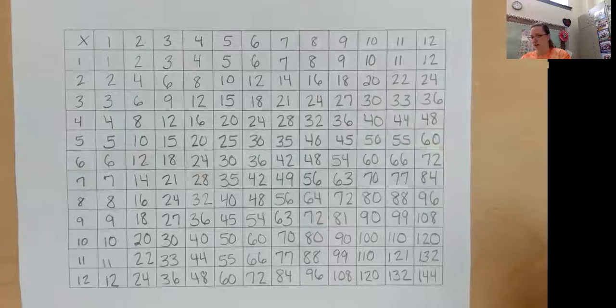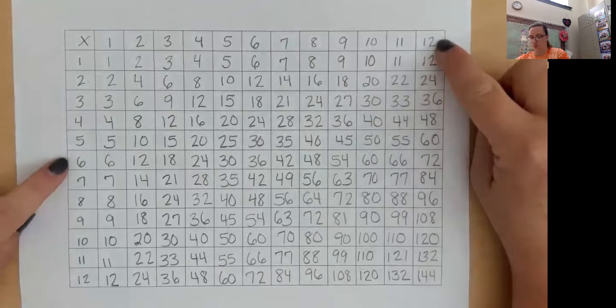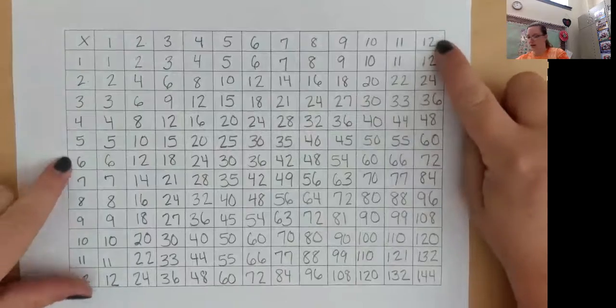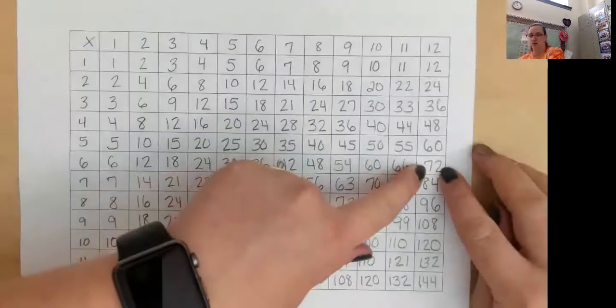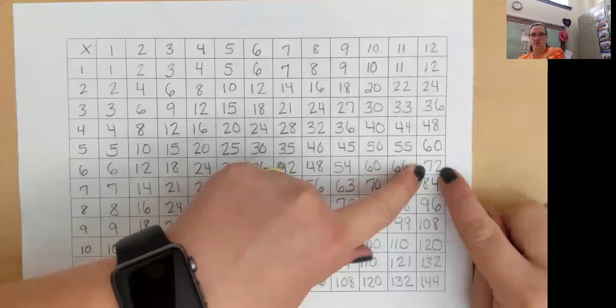All right, let's try 12 times 6. So I put one finger on my 12 at the top, one finger on the 6 at the side, and I trace those together until my answer is 72. So 12 times 6 is 72.